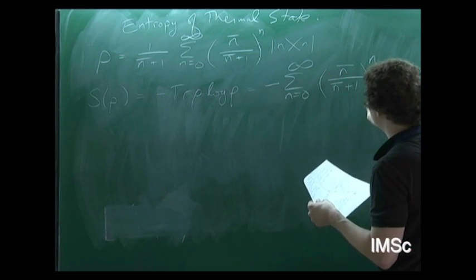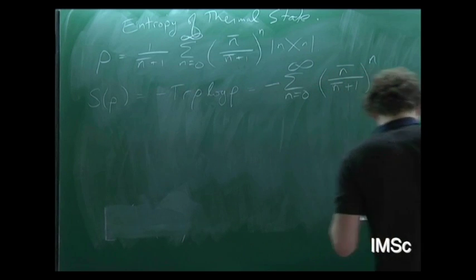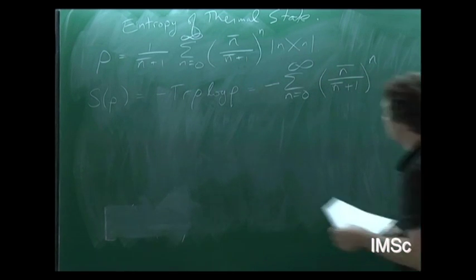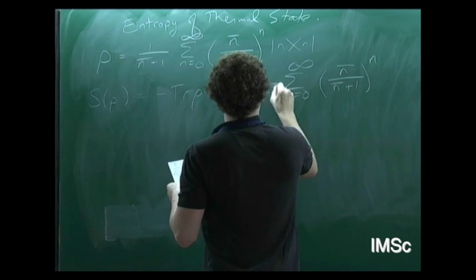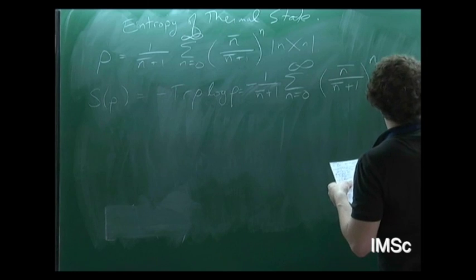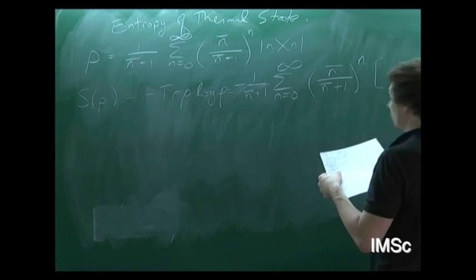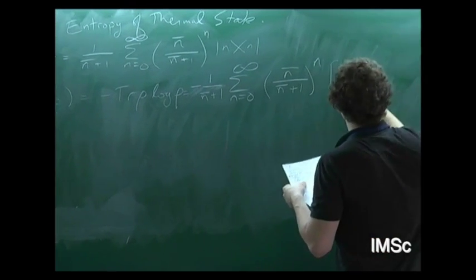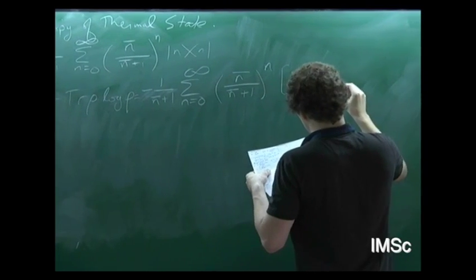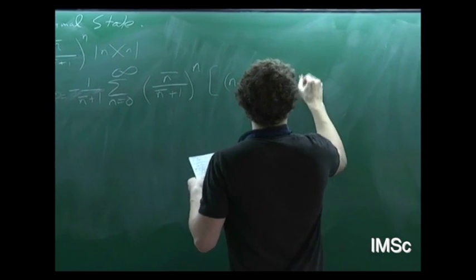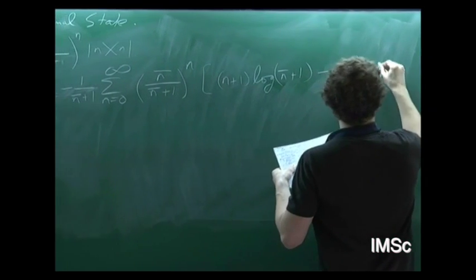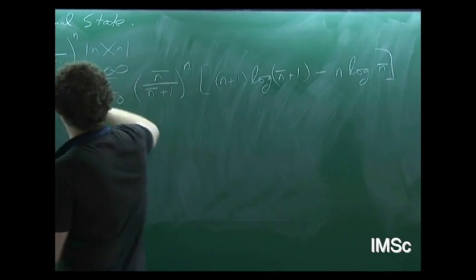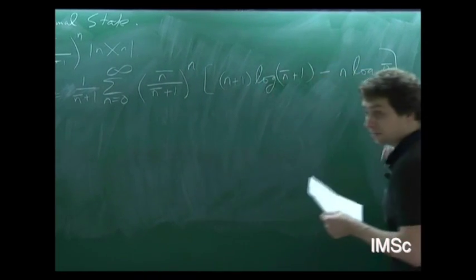And then I have to take, I'm going to put this in front. And that's going to be equal to now the log of the probability. So it's going to be n plus 1 log n bar plus 1 minus n log n bar. And I think I put an extra minus sign in there. Right, so this is going to be equal to the entropy of now our thermal state.